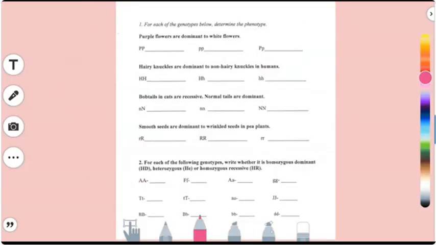All right, so we are going to indicate the phenotype for each of these genotypes. So if purple flowers are dominant, that means the capital P's are purple and the lowercase p's are white. So since this one has a capital P, it's going to be purple. This one has a capital P, it's going to be purple. This one in the middle, though, it only has 2 lowercase p's, so it's going to be white.